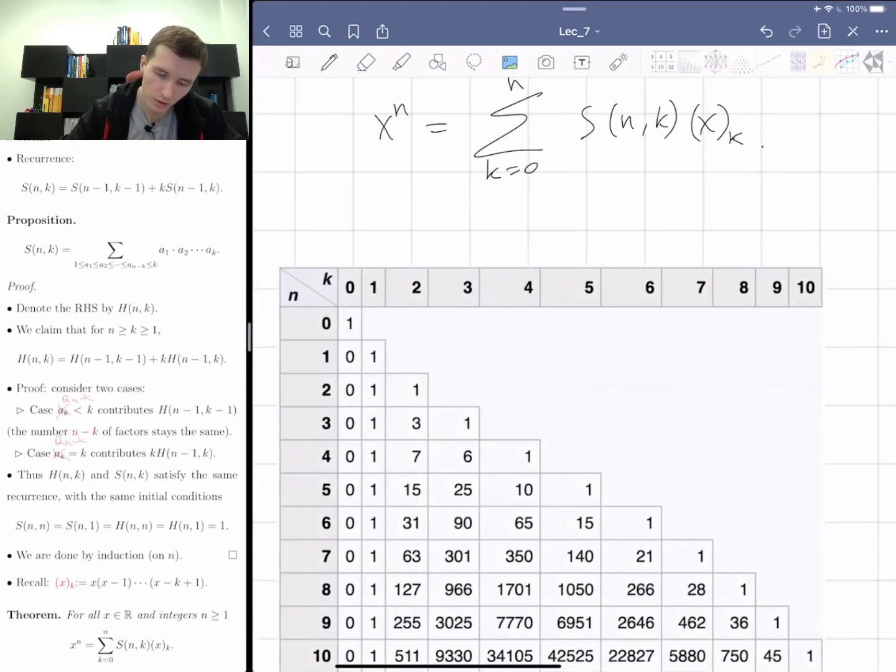So I should choose some suitable row. Maybe I should choose 1, 3, 1. And I also have to include 0. So 0, 1, 3, 1 is going to be my coefficients here. And okay, n is equal to 3, so x cubed is equal to 0.